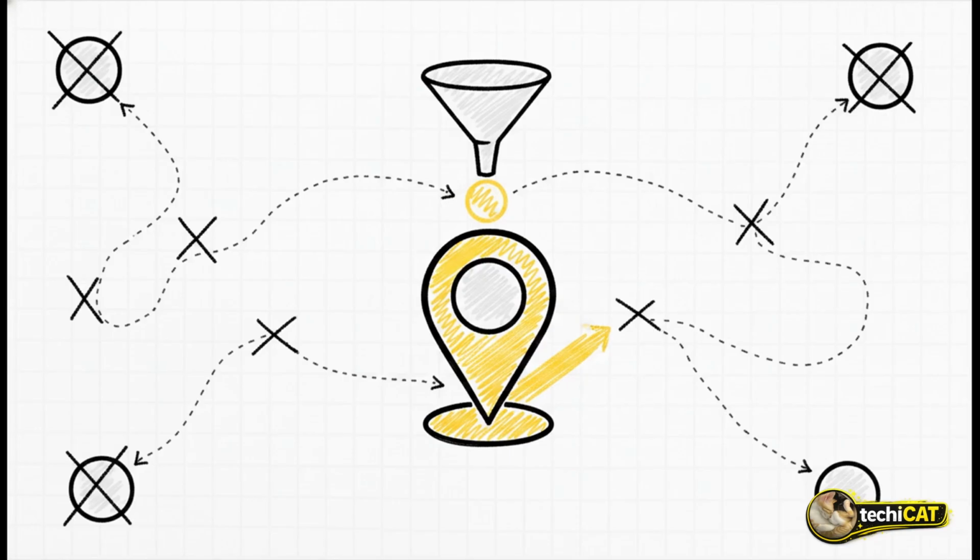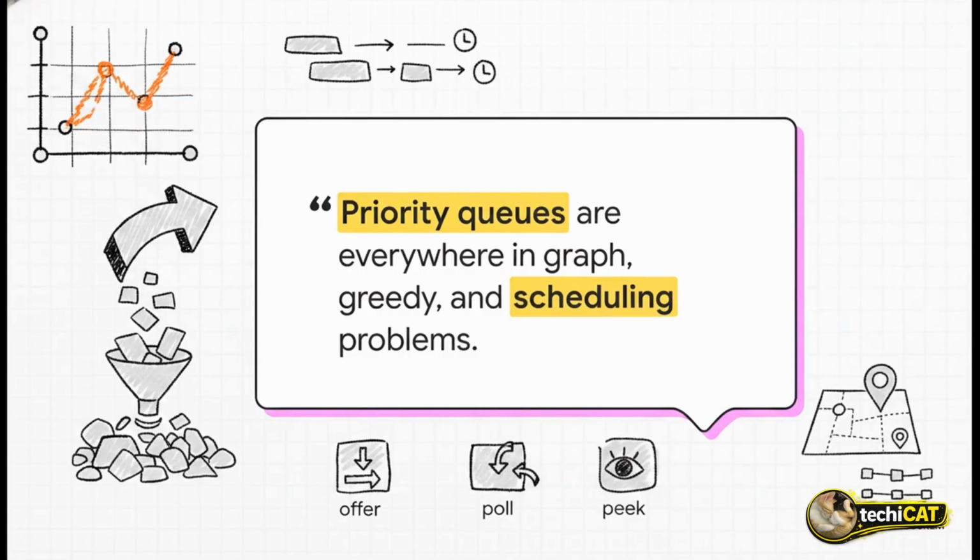So we end with this core takeaway. Priority queues literally are everywhere. You're going to see them dominate in graph traversals, greedy algorithms, and complex scheduling problems. Your clear call to action here: get incredibly comfortable with that Java API we walked through. Play with offer, poll, and peek until it's second nature.